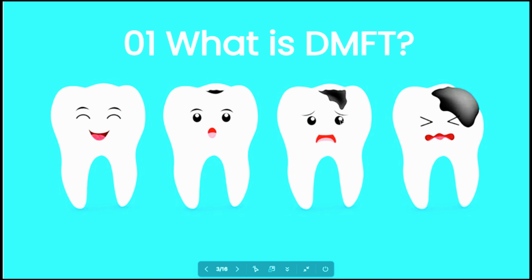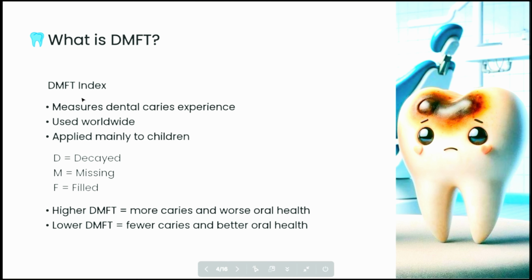Before we move into the details of the study, it's important to clarify what DMFT actually means, since it's the main concept used in the research. DMFT is a well-known index used worldwide to measure dental care experience, especially in children. It stands for D for decayed teeth, M for missing teeth due to caries, F for filled teeth. So basically, it tells us how many teeth were affected by dental caries in terms of decay, tooth loss, or fillings. A higher DMFT value indicates poorer oral health, while a lower value means better oral health and fewer dental problems.